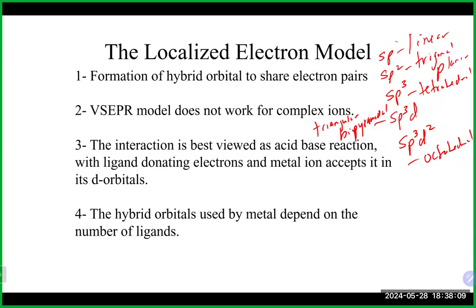So VSEPR models don't work very well for complex ions. Again, as we've been talking about, we really think about it more as that Lewis acid-base situation where we're donating and accepting electrons into these d orbitals. The hybrid orbitals used by metals depend on the number of ligands, and how the electrons are distributed also depends on which ligands are present when you look at it.